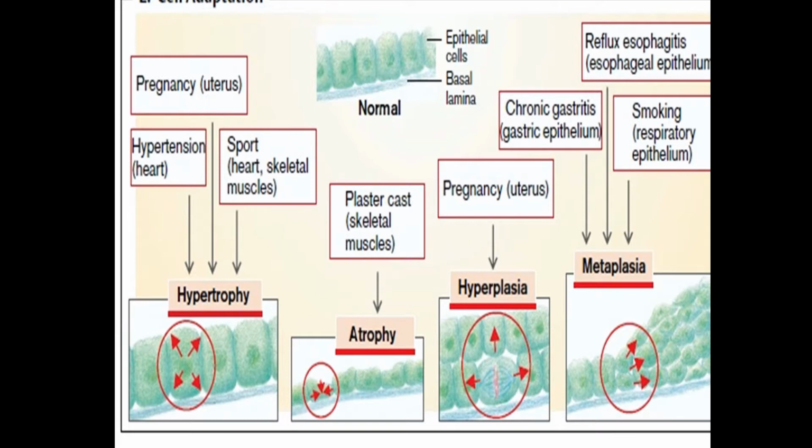The examples are hypertrophy of the heart and skeletal muscles in athletes, an increase in the breast during lactation, and an increase in the smooth muscle fibers in the uterus during pregnancy. All of them are examples of this type of work hypertrophy. This type of hypertrophy is classified as physiological hypertrophy.